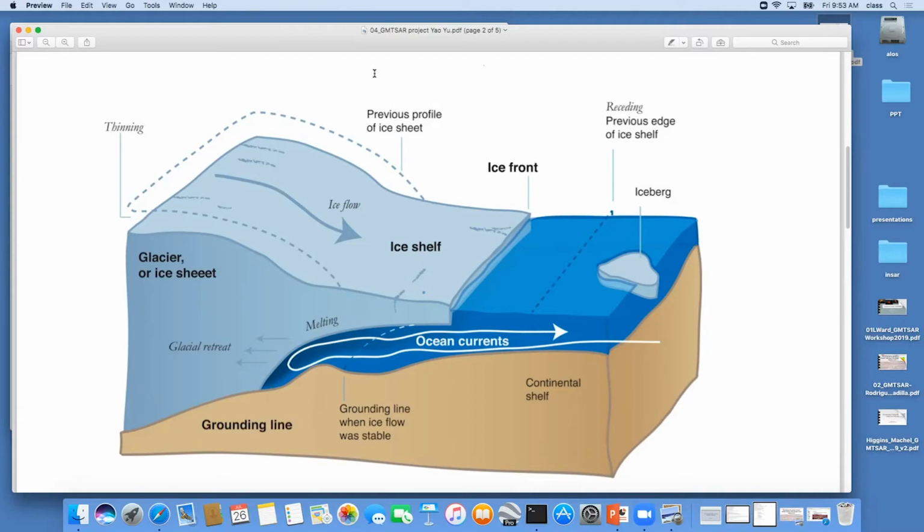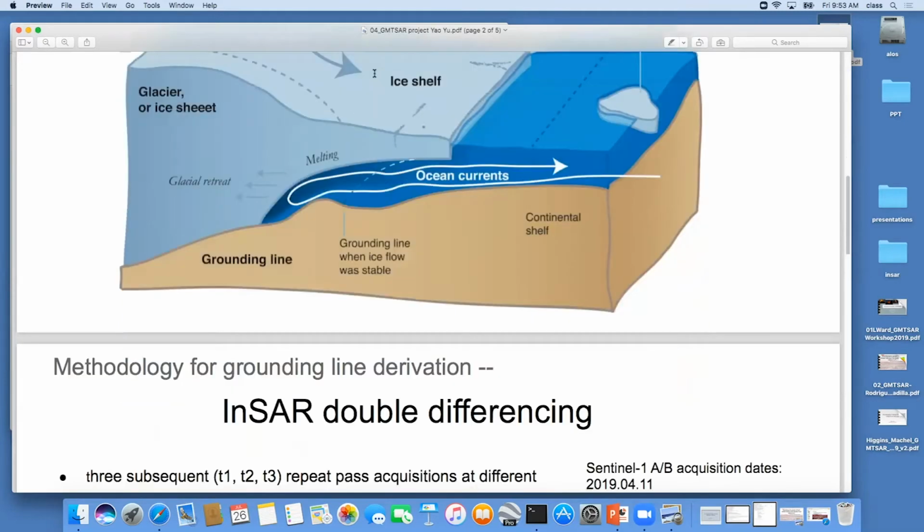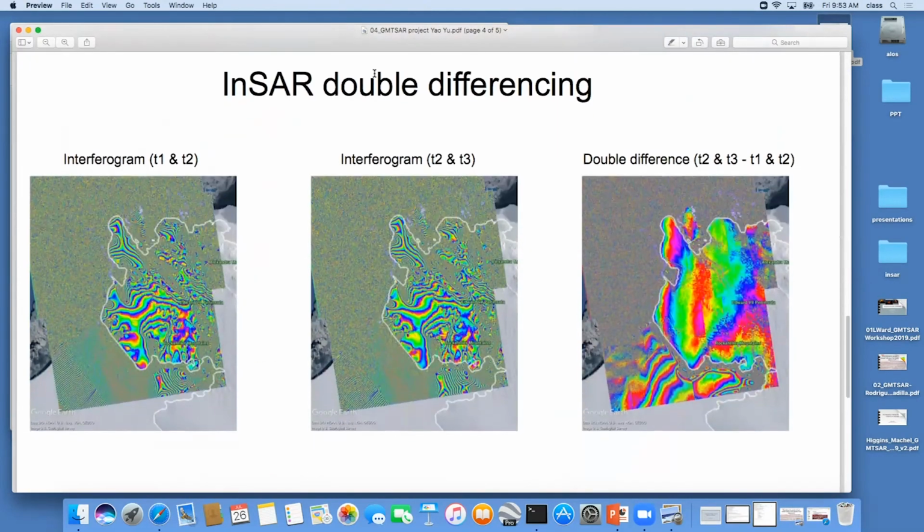Well, if you look at the two interferograms that are just single difference, and here the correlation's really good. So this is all ice. All of this is ice. Like that's ice. So it's just decorrelated because it moved vertically a lot. Yeah.